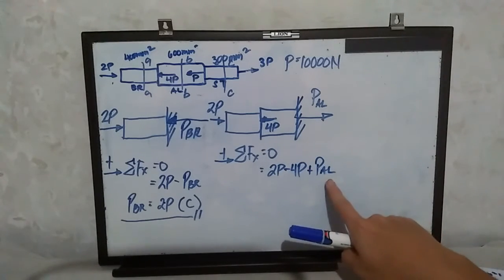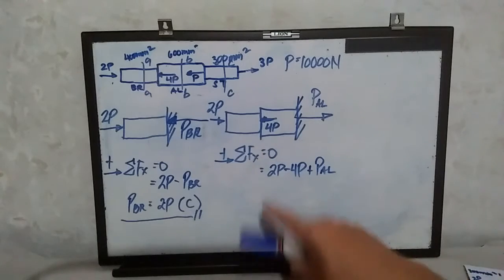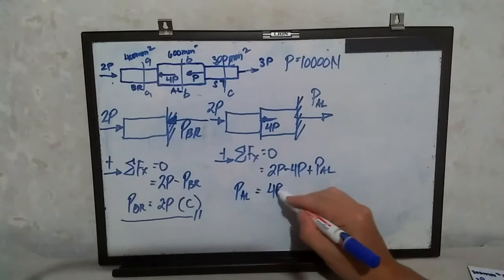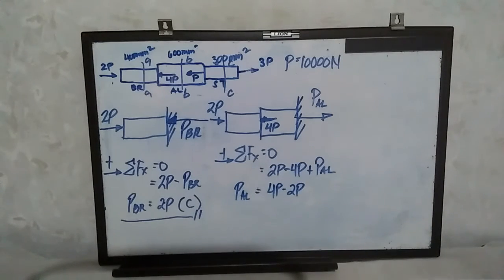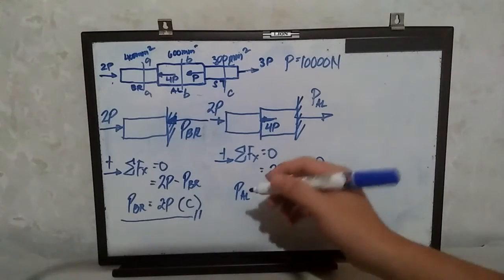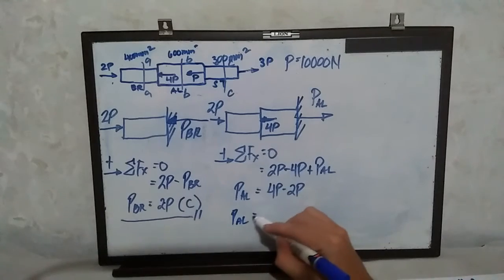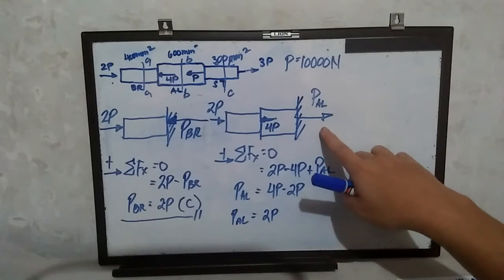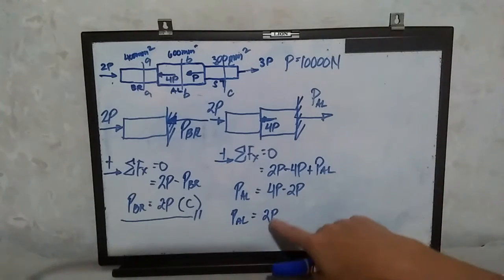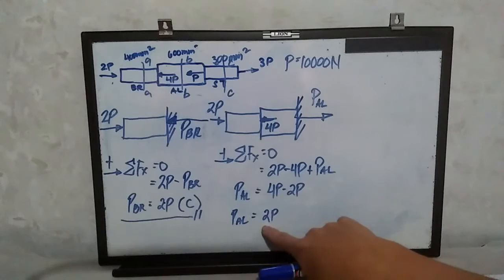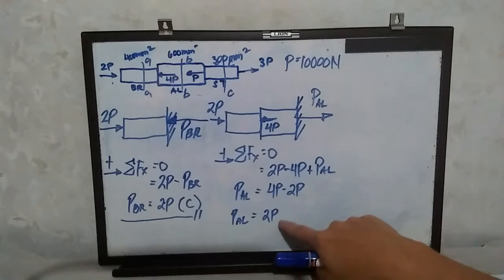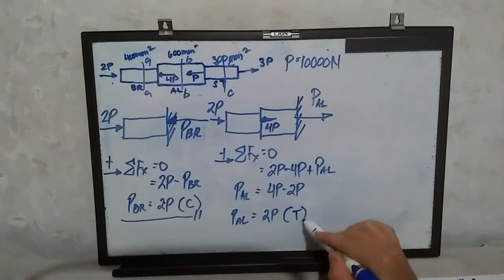So we need P sub AL, so we need to transpose 2P and 4P to the left and rearrange the terms. So that should be P sub AL is equal to 4P minus 2P. Nakuha na po natin yung kanyang mathematical algebraic orientation. So let's solve. P sub AL is equal to basically 2P. And our initial assumption is the internal force P sub AL is in tension, and then we have a positive answer for solving P sub AL. So means to say that our initial assumption that P sub AL is tension is correct. So that should be in tension.